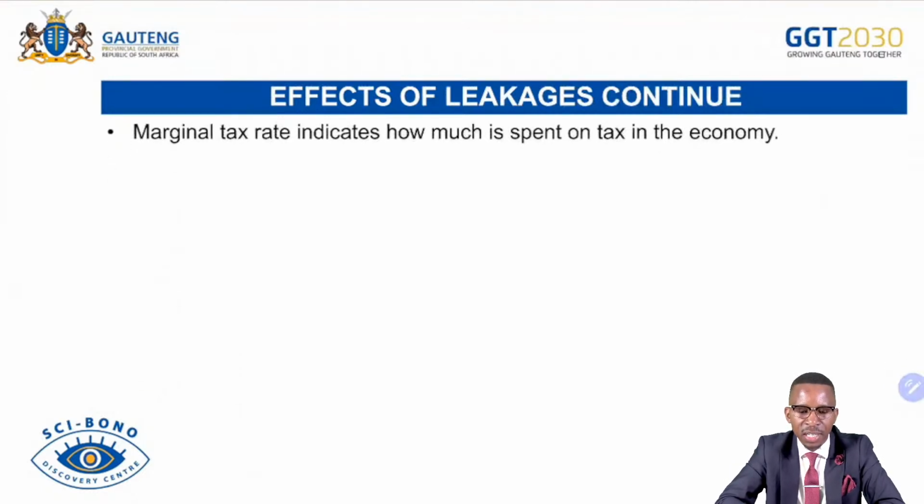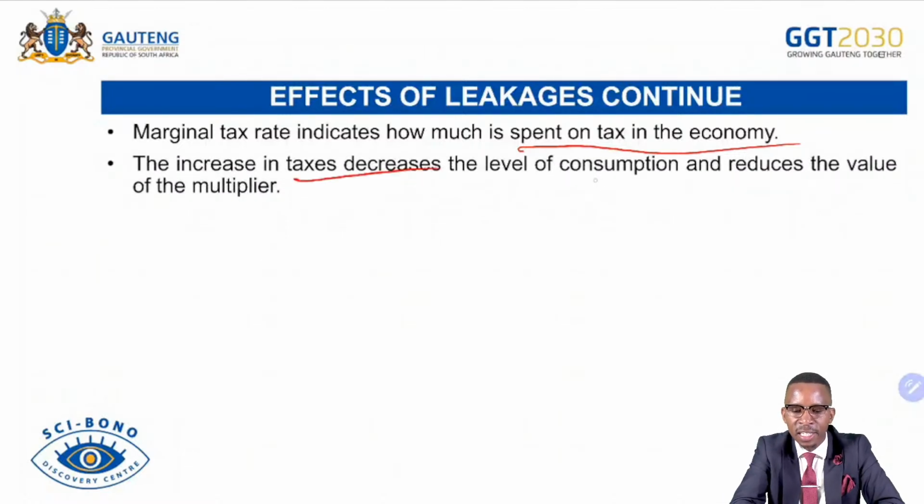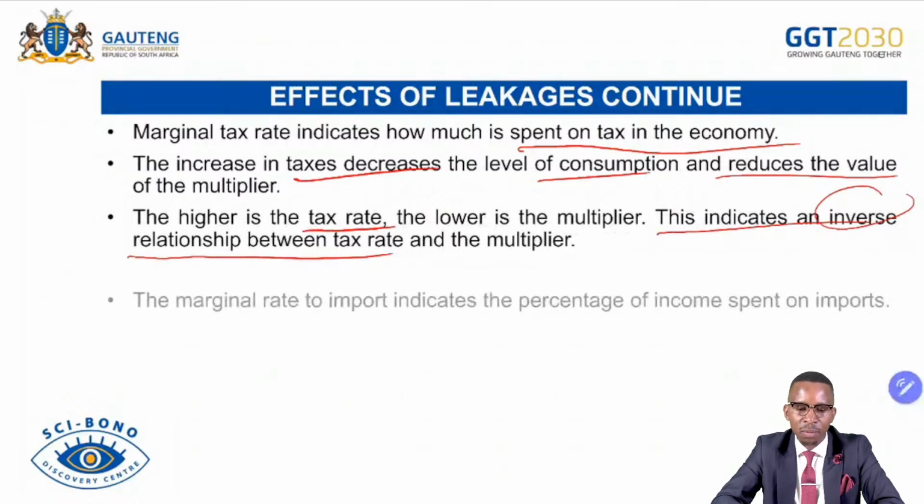The marginal tax rate indicates how much is spent on tax in the economy. So if ever tax has been introduced, that will lead to less money being spent in the economy, and it will lead to what? It will lead to a decrease in the value of the multiplier. The increase in taxes decreases the level of consumption and reduces the value of the multiplier, because money will be spent on taxes instead of being spent in the economy on goods and services. The higher the tax rate, the lower the multiplier. This indicates the inverse or negative relationship between the tax rate and the multiplier.